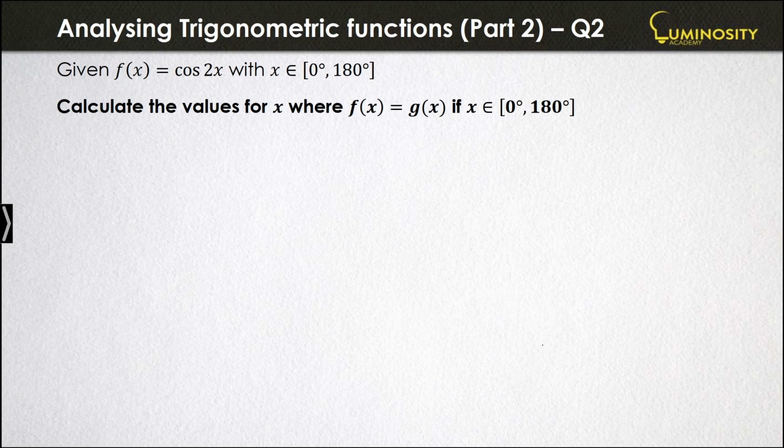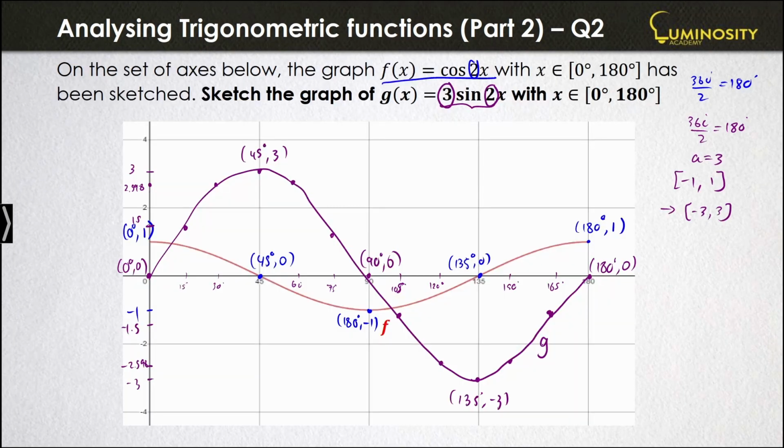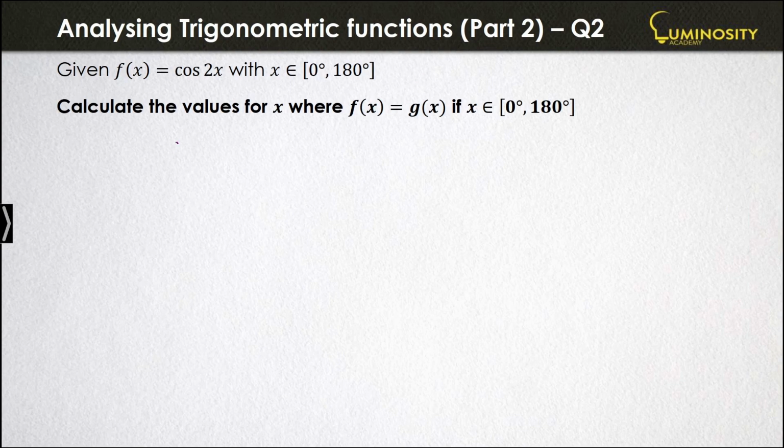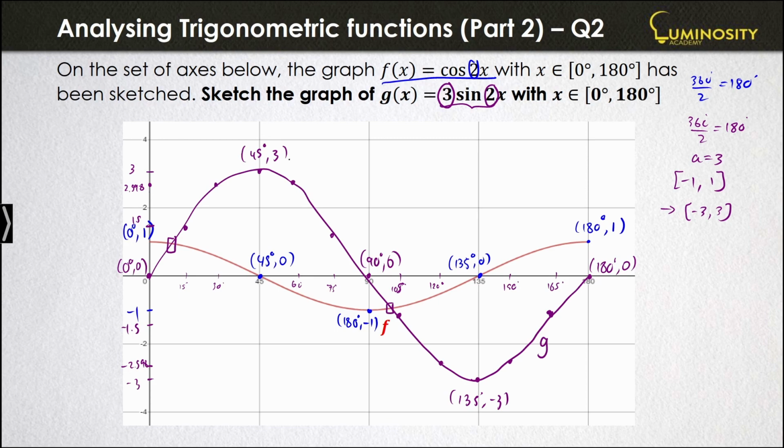Calculate the values for when f of x equals g of x. So now look at this graph here. I see an intercept here and an intercept here. The first one looks like it's going to be less than 15 degrees, and the other one looks like it's going to be bigger than 90 but less than 105 by the looks of it. Okay, so let's solve that. f of x is cos 2x, and g of x was 3 sine 2x.